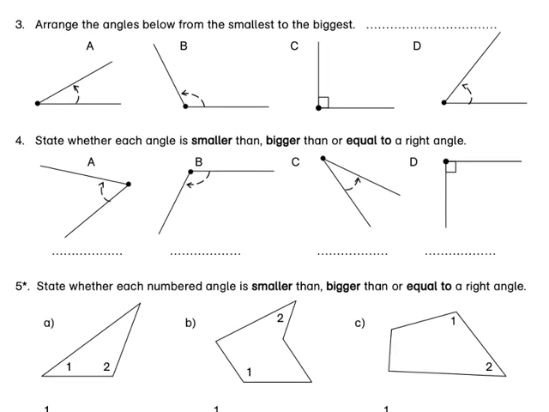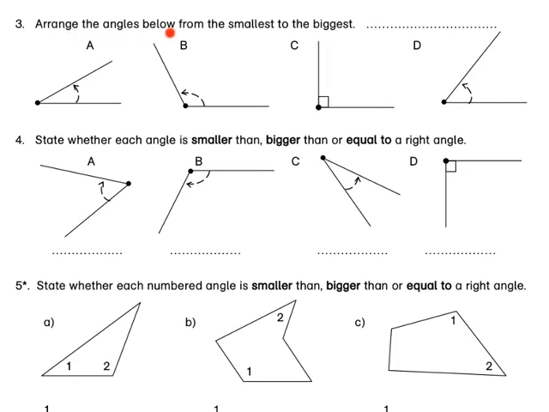Number 3. Arrange the angles from the smallest to the biggest. If we look at A, B, C, and D, A is definitely our smallest angle. So we've used that. B is larger than a right angle. C is a right angle. D is smaller than a right angle, because that would be a right angle. But it is bigger than A, so D comes next.